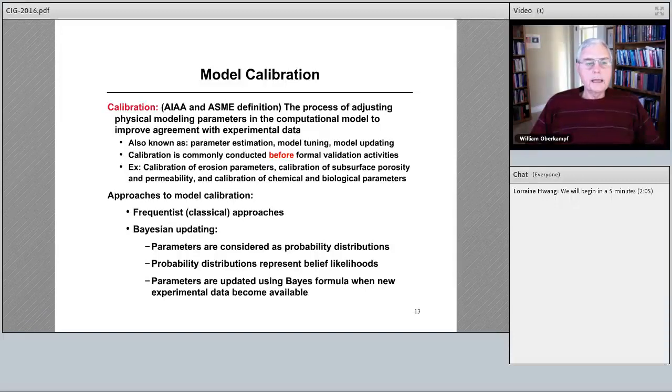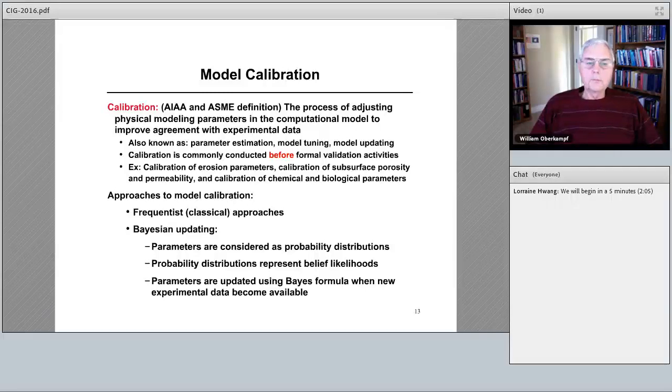The approaches to model calibration are either frequentist or sometimes are called classical approaches, but just about everybody now uses Bayesian updating. And just a few comments about it, but I'll be glad to answer some questions on any of these topics at the end. Parameters are considered as probability distributions, most parameters, not all, but they're typically considered as they have variability. And in many of these parameters, the variability, instead of in a frequency sense, it is a belief variability, or a belief likelihood. It is a belief of what the true value is. But there's really no single true value because it is indeed a non-deterministic parameter.